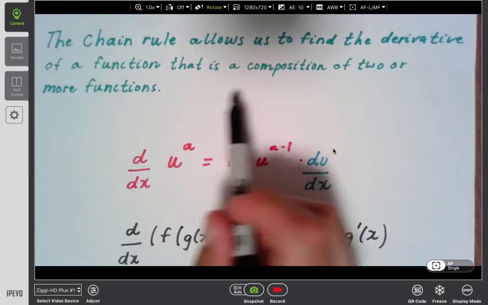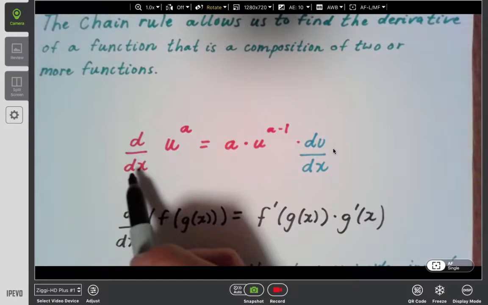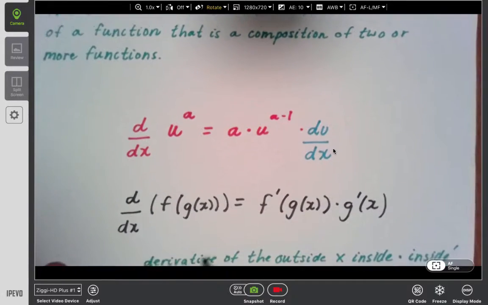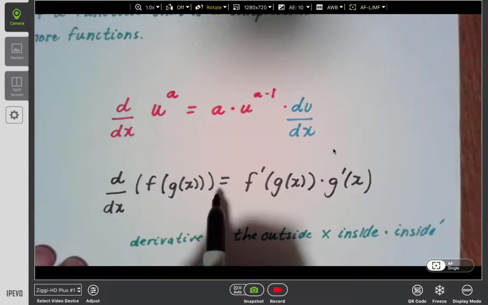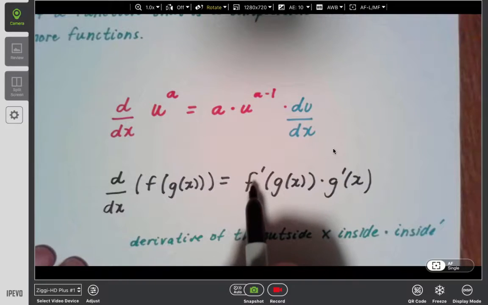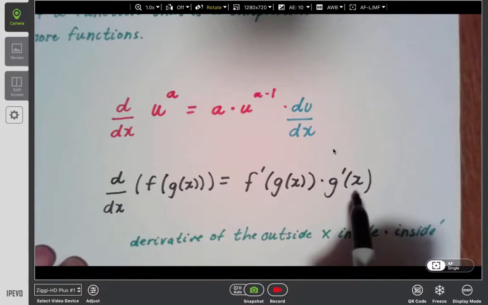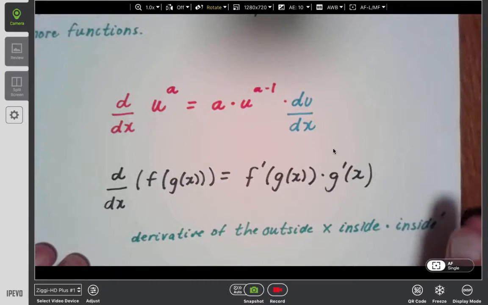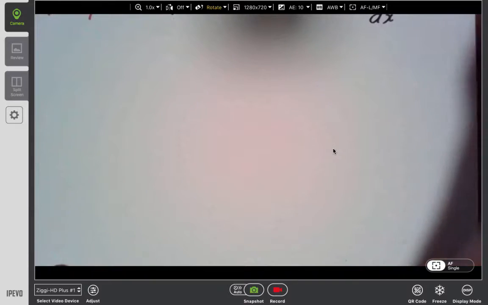So the chain rule is a nice little rule that allows us to find the derivative of a function that is a composition of two or more functions. It's really similarly related to the power rule, okay? But I like the definition down here: the derivative of a composition is the derivative of the outside, f, times the inside, times the derivative of the inside. So I wrote it: the derivative of the outside function times the inside times the derivative of the inside. That's what we're going to use here to help us.